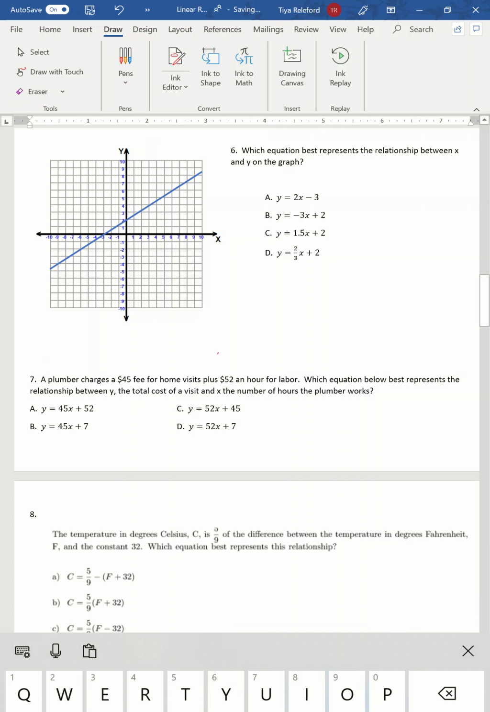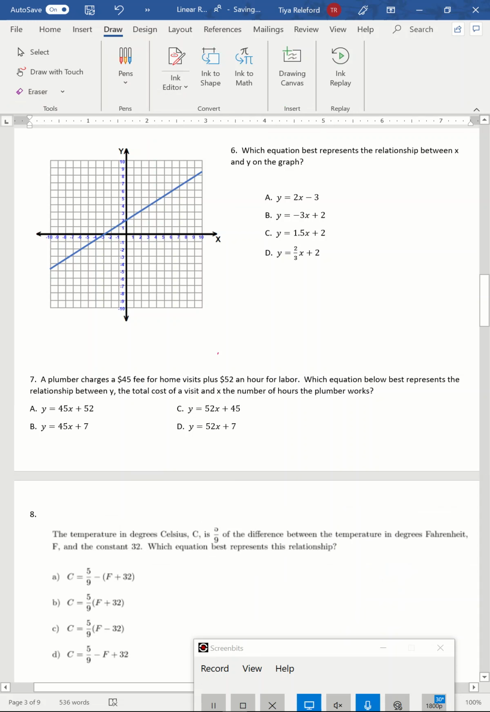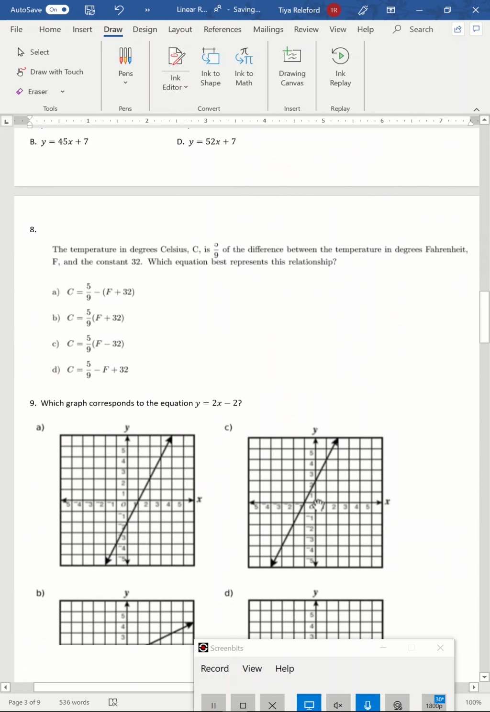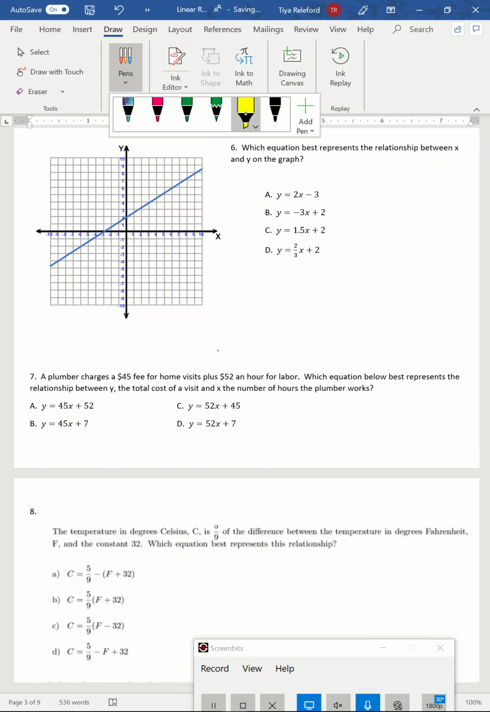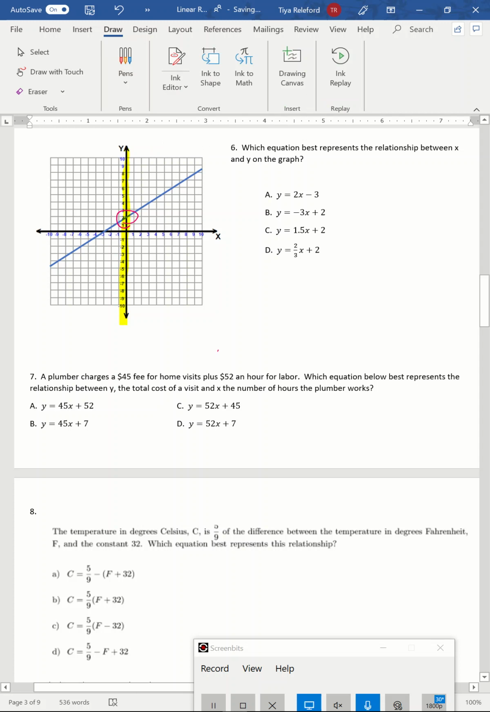Number 6 says, which equation best represents the relationship between x and y on the graph? Oh my goodness. Start with highlighting the y-axis. Now, you have a positive 2, that is your beginning. So anything that is not positive 2, you can cross out right away.